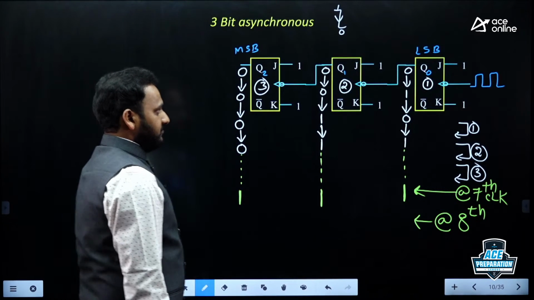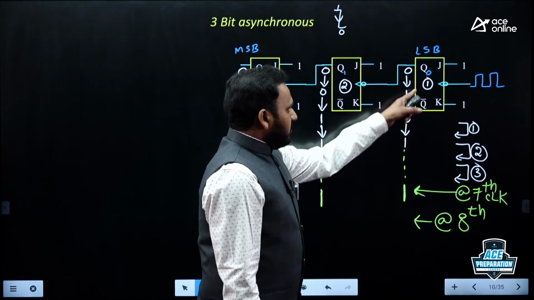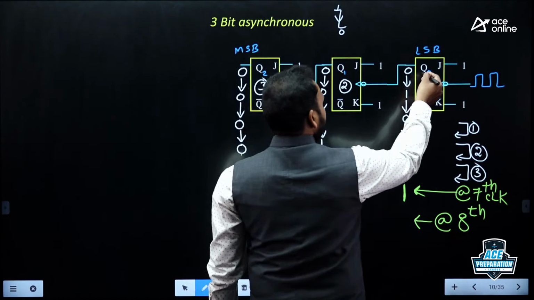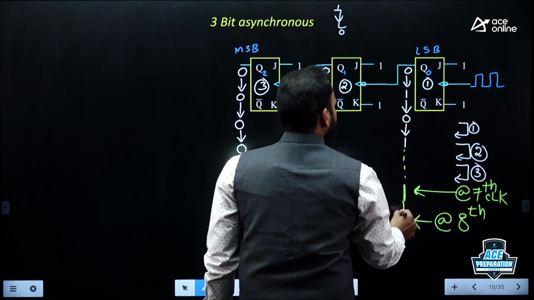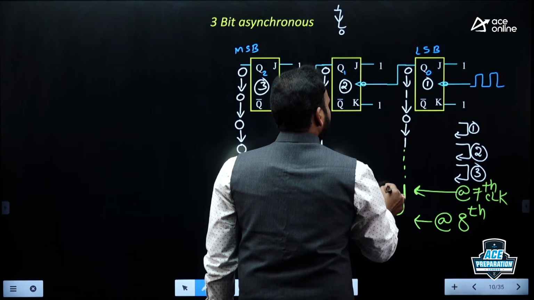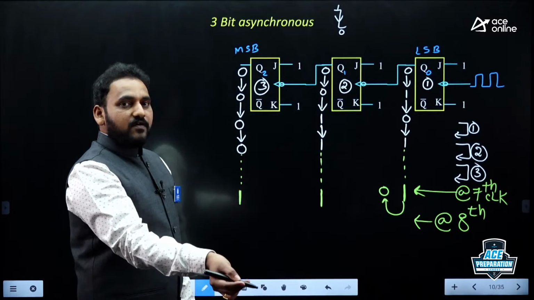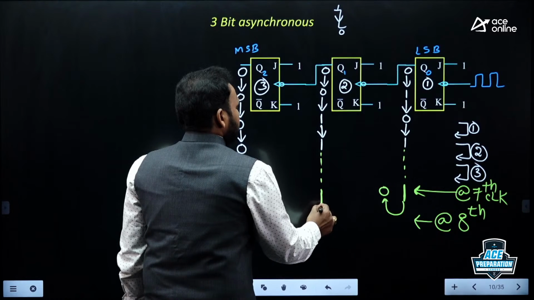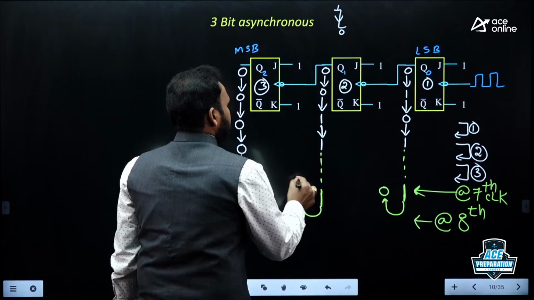Very simple logic. Output of first flip-flop is 1. If I apply 8th clock pulse, what will happen? It will be triggered. That means this 1 will be changed into 0. 1 to 0 is a falling edge, so it can trigger the second flip-flop. Its output is changed from 1 to 0.